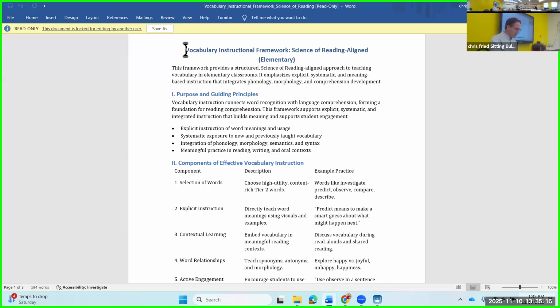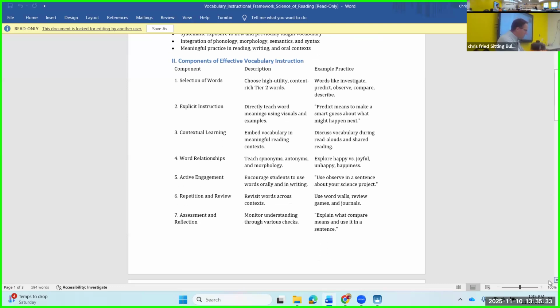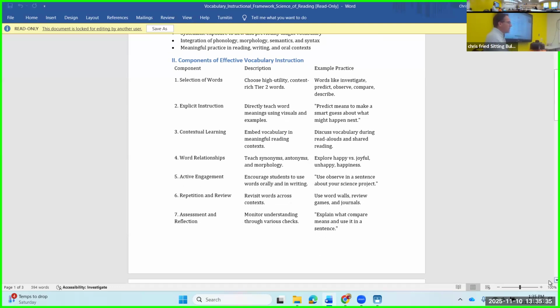So if you look at the rest of that first page, it looks at different components of effective vocab instruction. So let me pull this down here. Selection of words: high quality, high utility, context-rich tier 2 words. What did we say tier 2 words were? Do you remember on that last piece?